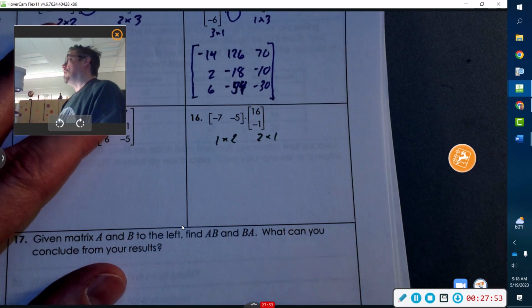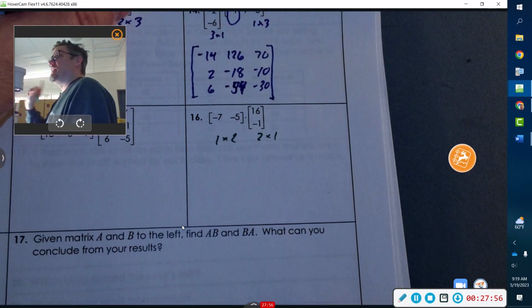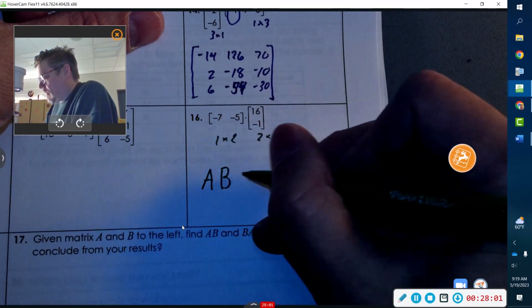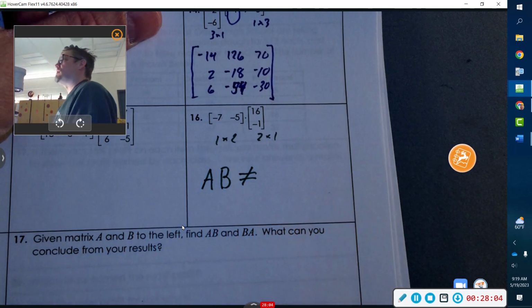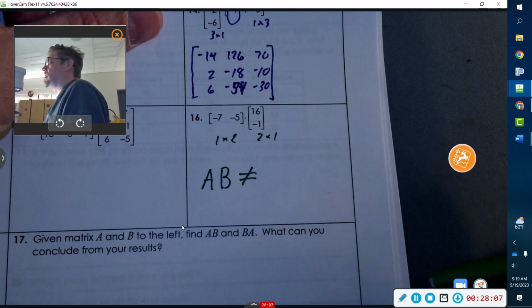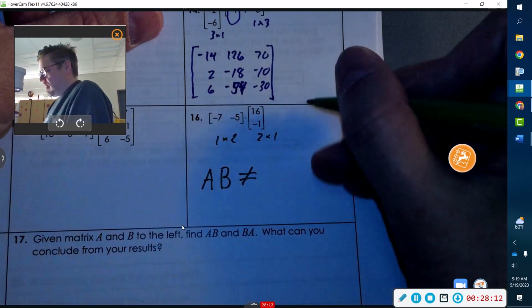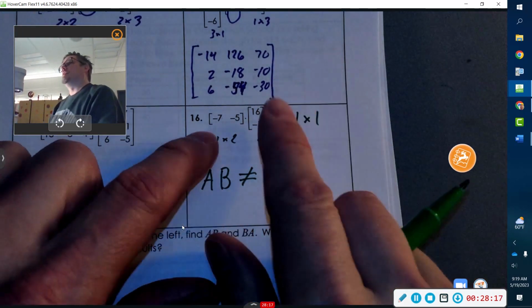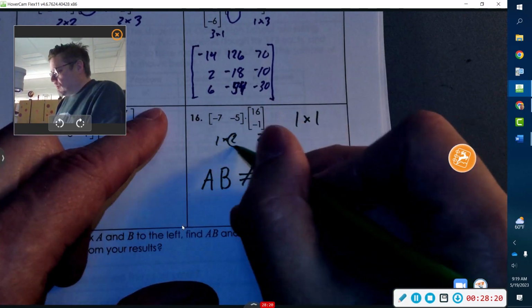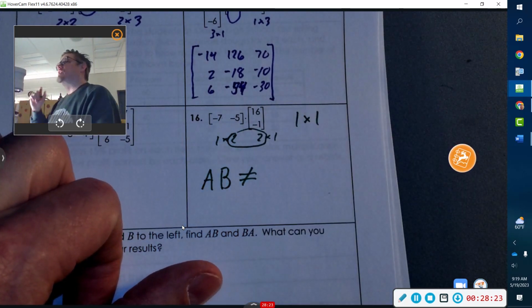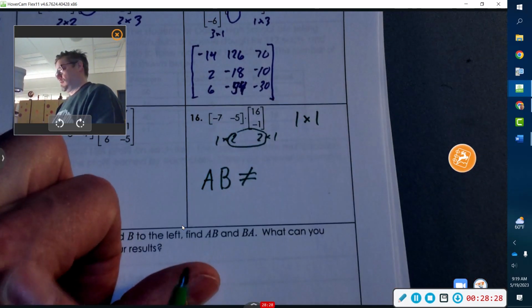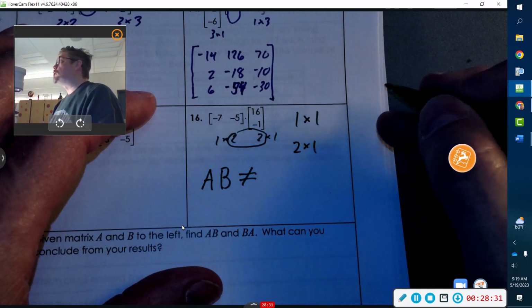Now, would you guys write this last thing? This is very important. When you multiply two numbers, I said numbers, I meant matrices. When you multiply two matrices, I'm glad you brought this up, Cole, because this would give us a 1 by 1. What if I switch the order? What if I put this 16 negative 1 over here and this one over there? It would be a 2 by 2.